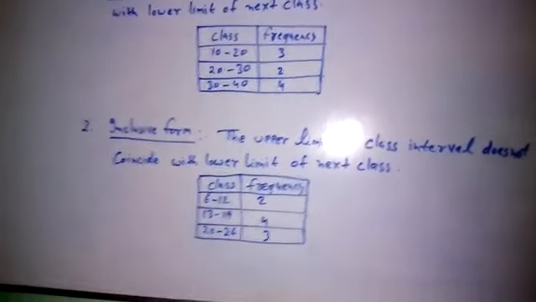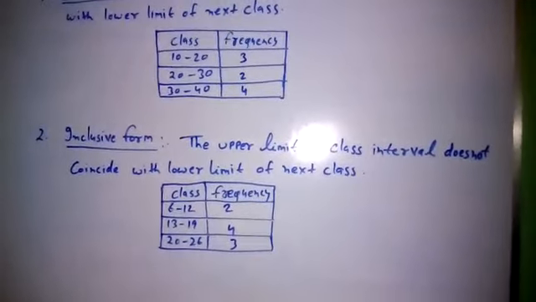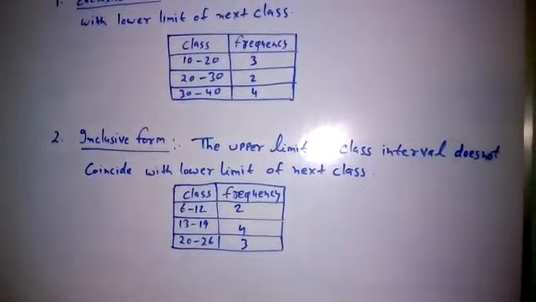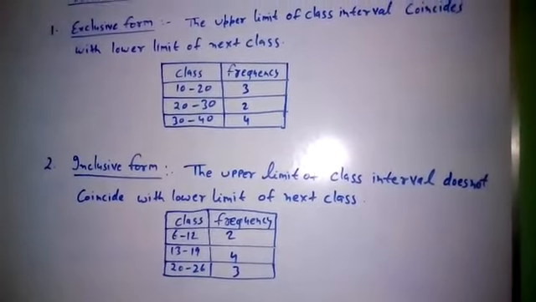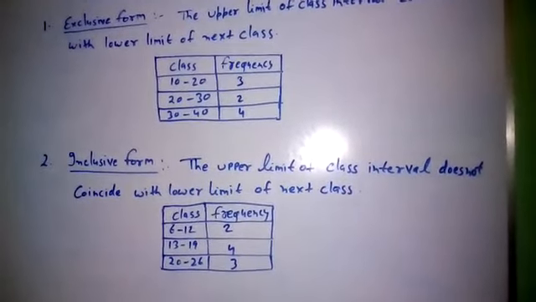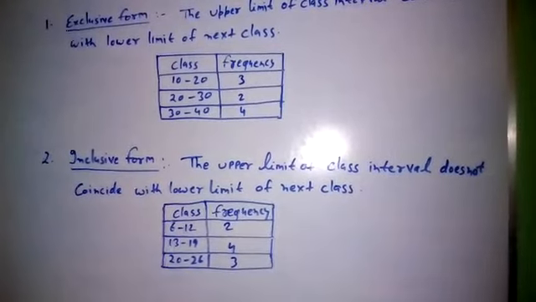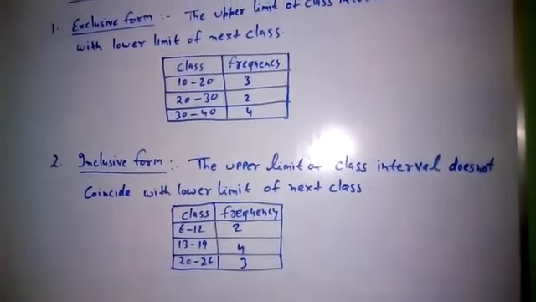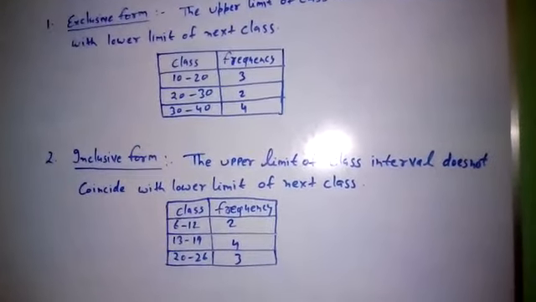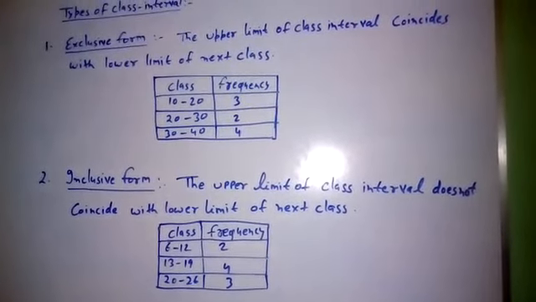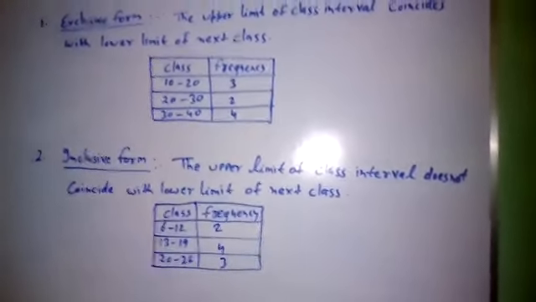the lower limit of the second class. So they are not continuous. So it is called inclusive form of the class interval. Understood? When they are not continuous, they are called inclusive form. When they are continuous, they are called exclusive form.